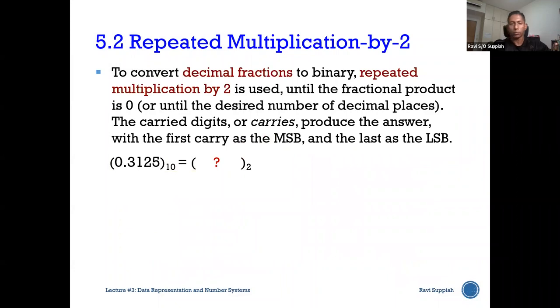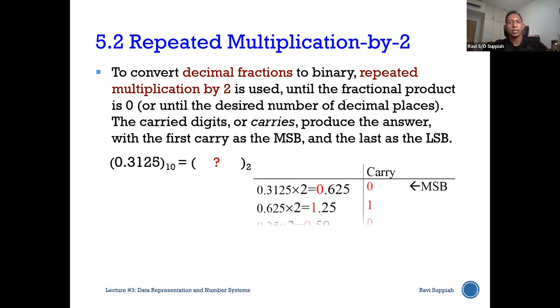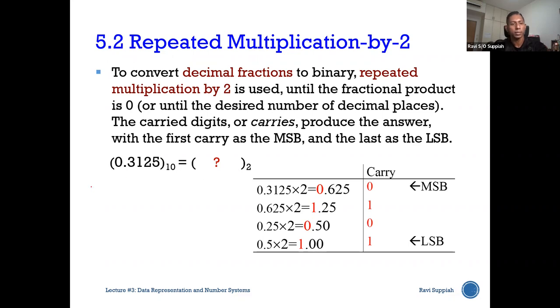Okay, so again, this is one example, on the fractional part. So how do I deal with fractional conversion? Basically, you do continuous multiplication. Okay, let me show you step by step.